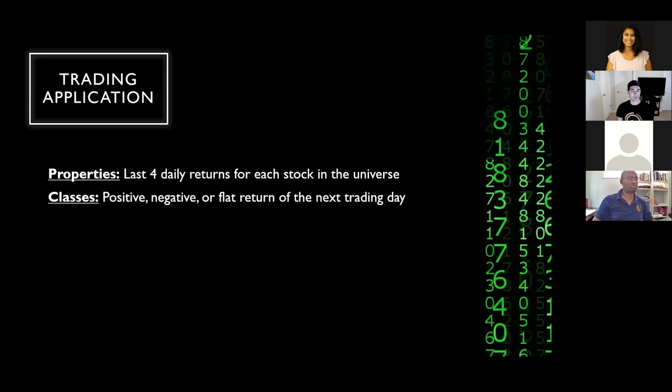When we transition this over to a trading application, instead of using the properties of how much candy and popcorn they eat, we're going to use the last 4 daily returns for each stock in the universe. The universe consists of the largest technology stocks based on market cap. And instead of 2 classes of loving the movie or not loving the movie, we have 3 classes: having a positive, negative, or flat return for the next trading day.